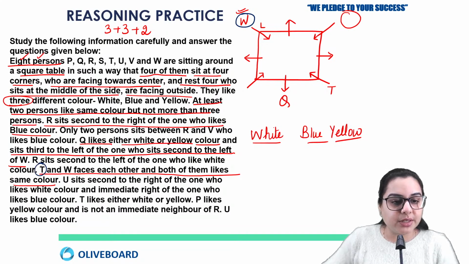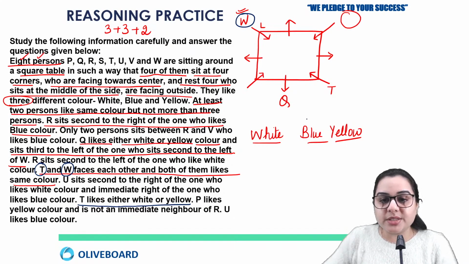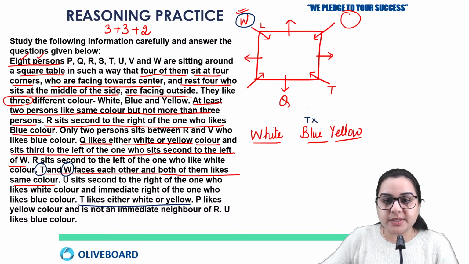He is telling you that T and W like the same color, and about T he tells you that T likes either white or yellow. That means T cannot be on blue color. Similarly, W cannot be on blue color.